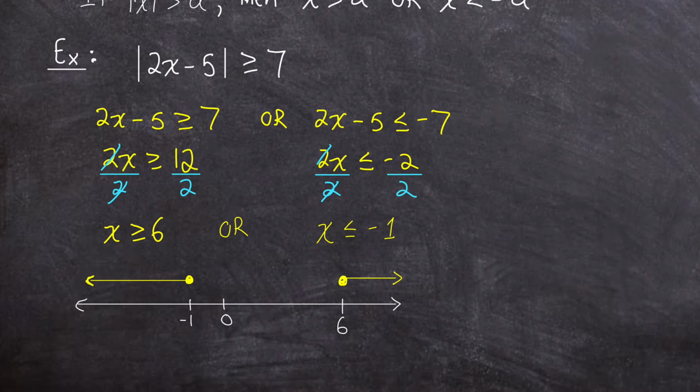And in interval notation, we could say that the solution is the set of values on this interval, so between negative infinity and negative 1, or on this interval, which would be the range of numbers from 6 to infinity. And notice I use square brackets at negative 1 and 6 because we want to include those in the answer because of the equal sign underneath the inequality in the original question.